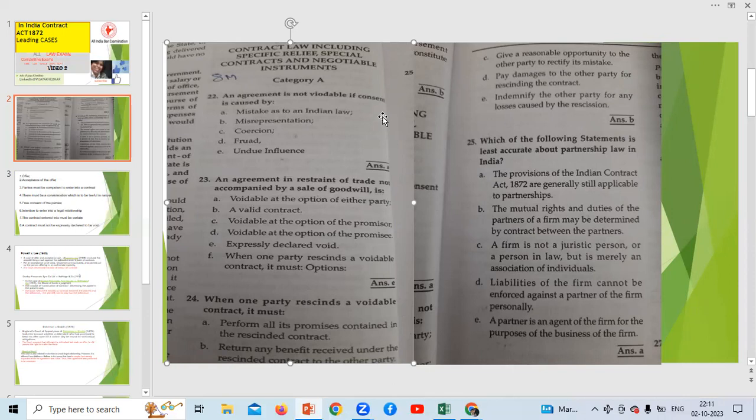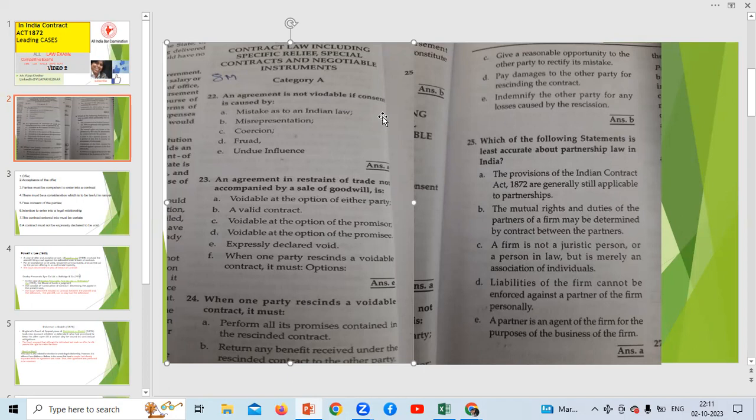When one party rescinds a voidable contract, it must, please read the options, but the second choice B is correct. It is on the second page, please see. Option B is to return any benefit received under the rescinded or cancelled contract to the other party. If the contract is cancelled, whatever benefit has been received must be returned.